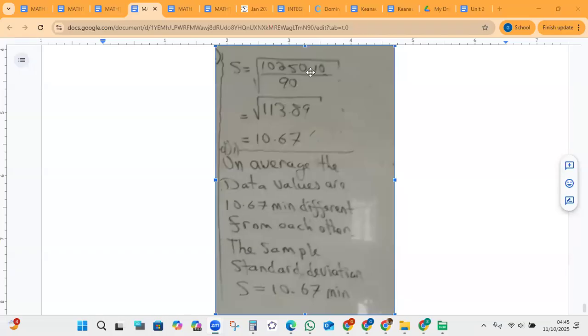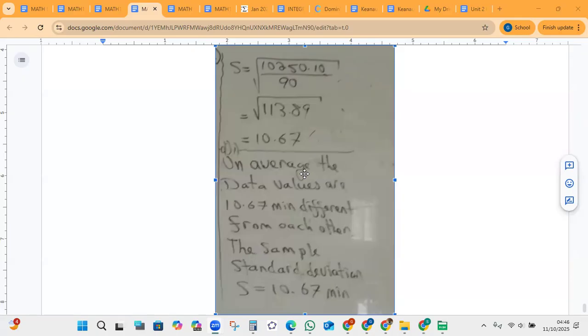As you can see, this is what was done here, and the variance was found to be 114.89, and then this was square rooted to give the sample standard deviation. The interpretation of such a value can be stated as such: on average, the data values are 10.67 minutes different from each other, or the average spread, if you want to say it that way. In other words, the average dispersion is about 10.67 minutes.